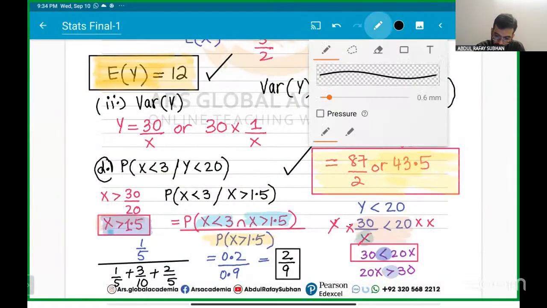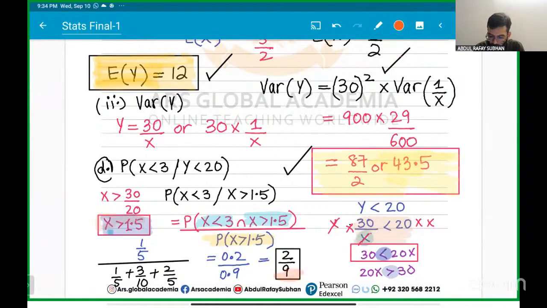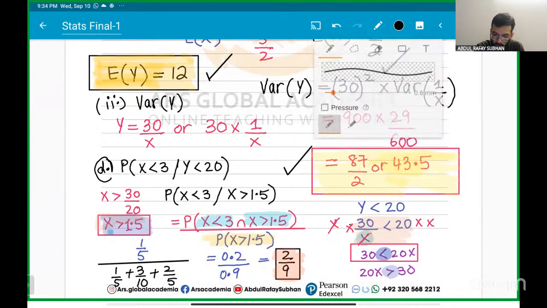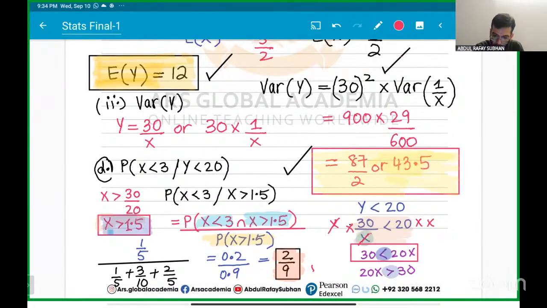How does the marking scheme split work? Definitely the fifth mark, the final mark, is for 2 over 9. But let's put it in black tick marks. 1 mark for getting x is greater than 1.5, 1 mark for the numerator, 1 mark for the denominator, and 1 mark for whatever working you are doing. That's how you have to do it to get all 5 tick marks.